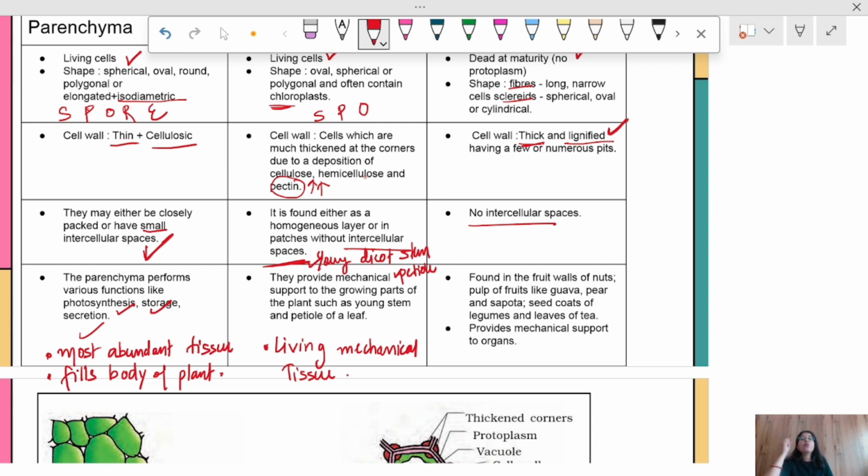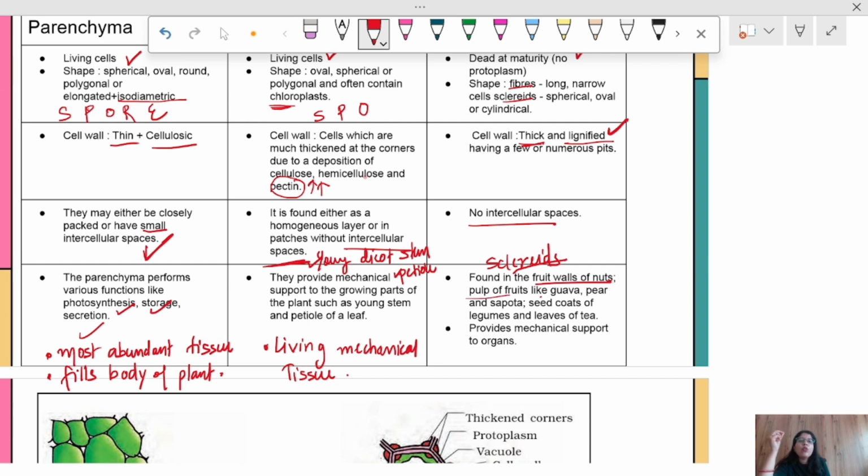And sclereids are very important because sclereids are found in the fruit walls of nuts. Maybe you can think about walnut, maybe you can think about groundnut. Have you seen their shell? Okay, it is very tough and rigid, so it is made up of this dead tissue which is sclereid, okay.